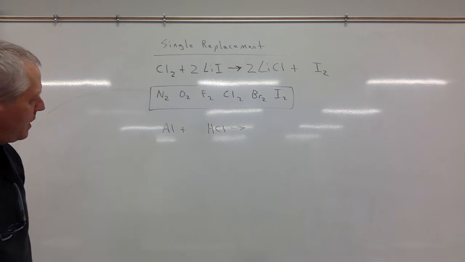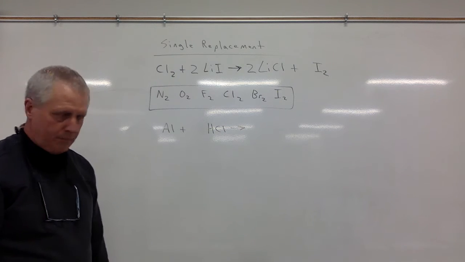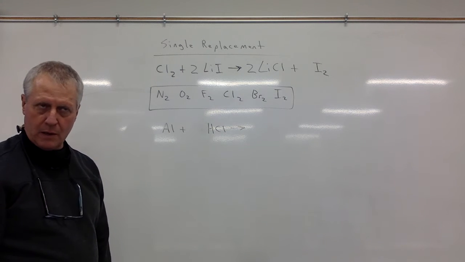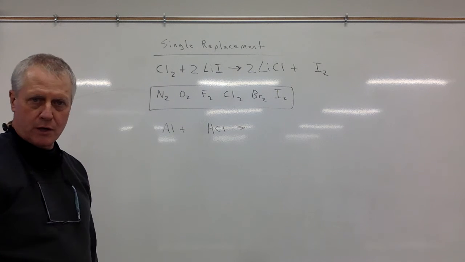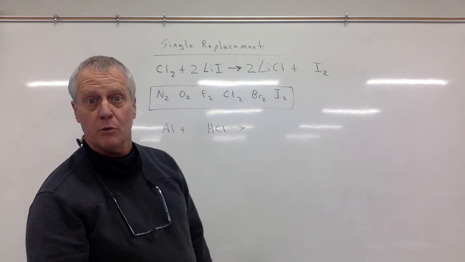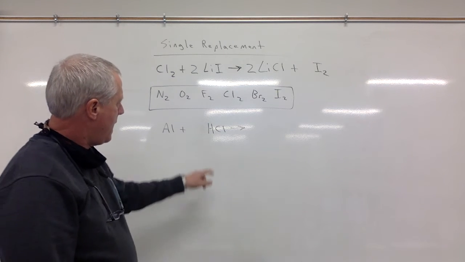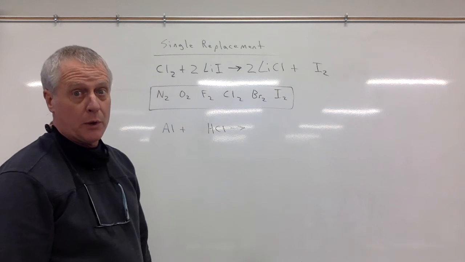Here's another fun one: aluminum and HCl. Aluminum metal as an element, it's a metal. We're familiar with that. It makes a good conductor of electricity. We build with aluminum as well. And HCl is hydrochloric acid.